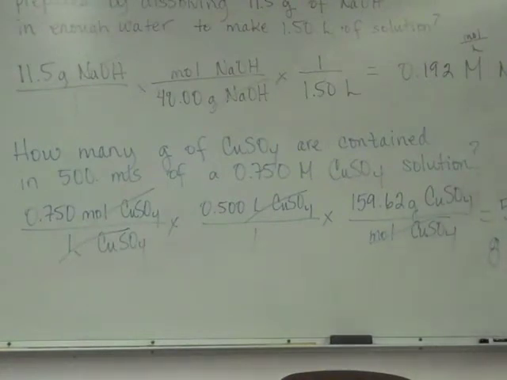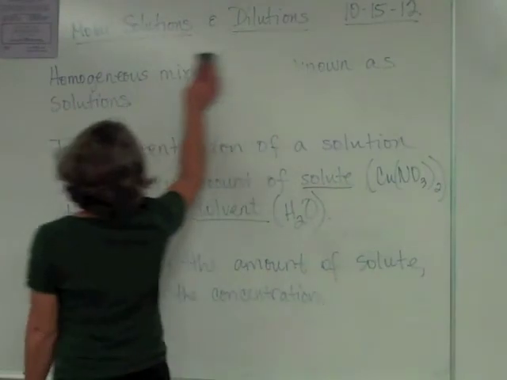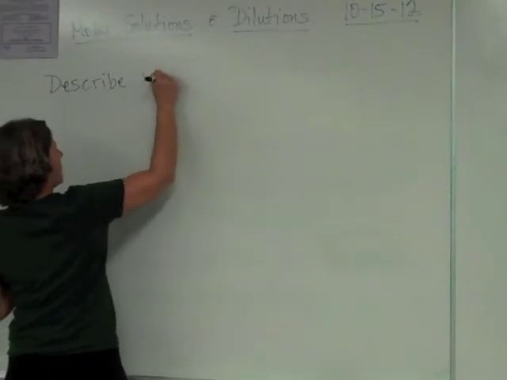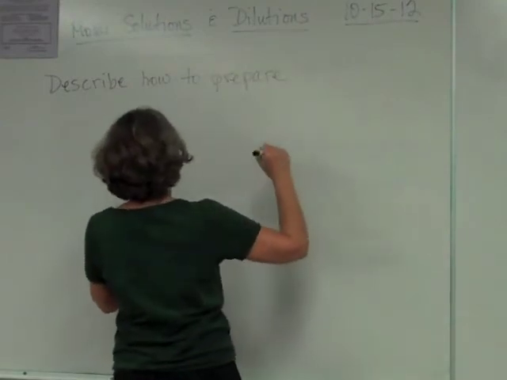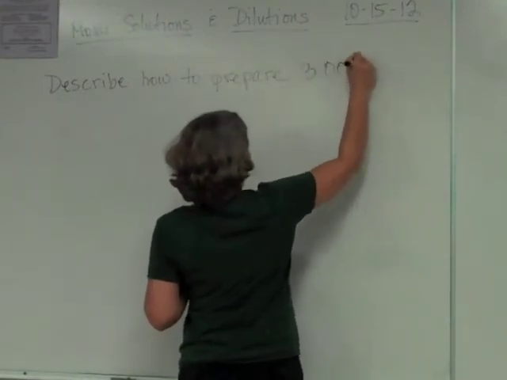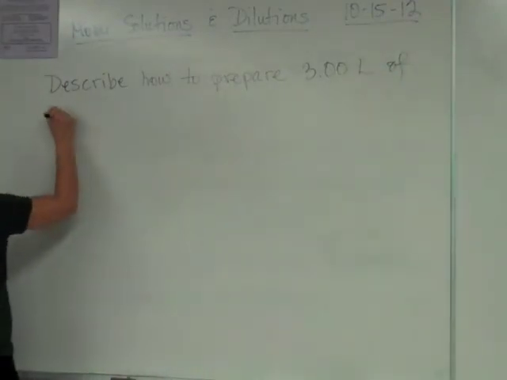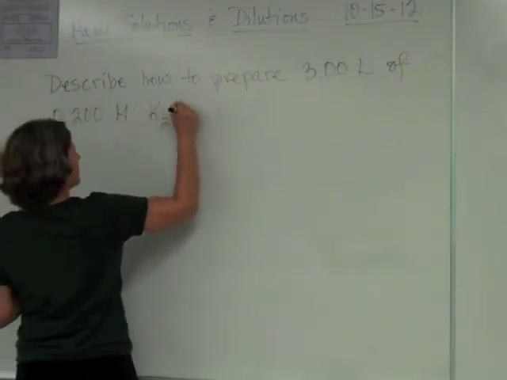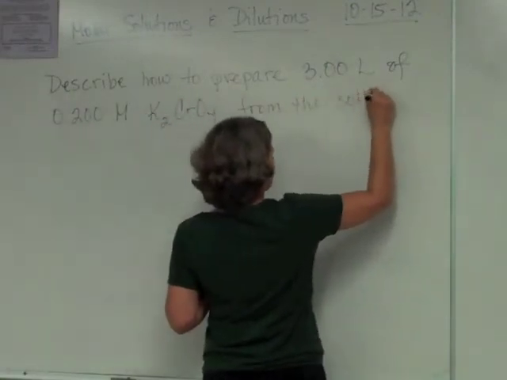Okay, we're doing another problem. These are long notes. Describe how to prepare 3.00 liters of 0.200 molar potassium chromate, the solid salt.